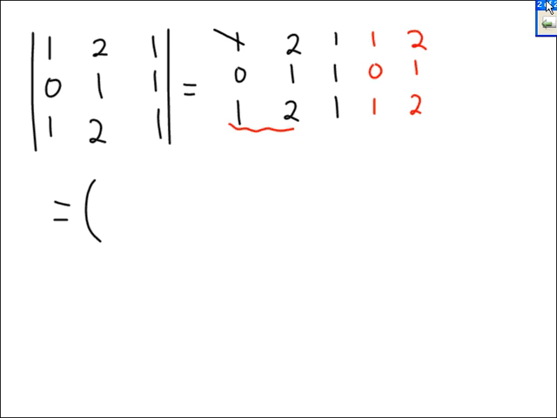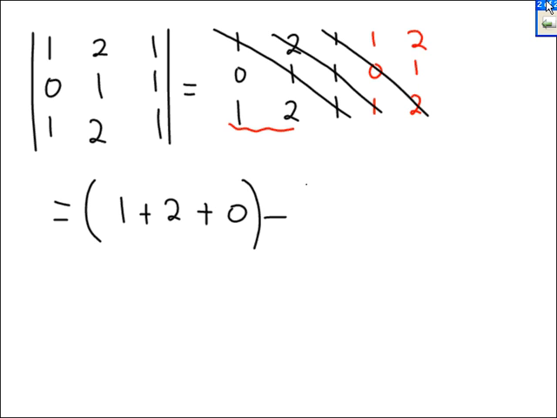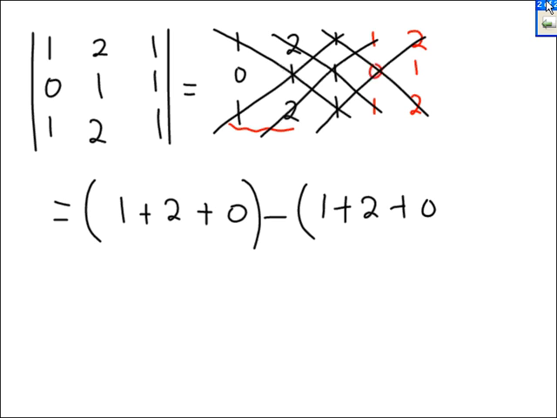You multiply these numbers, you get 1, plus, you multiply these numbers, you get 2, plus, you multiply these numbers, you get 0. Now minus. Now you go the other way. You start at the bottom left. You multiply those numbers, plus. You multiply these numbers, get 2, plus. Multiply these numbers, you get 0.